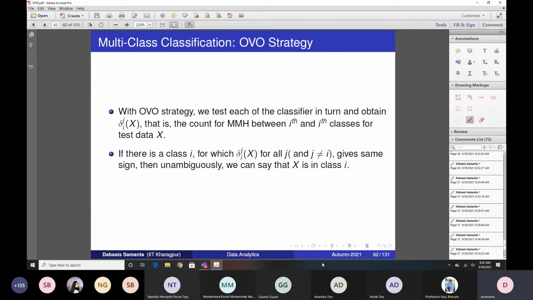Okay, please go through the slide again so that you can understand the concept. You can take some examples so that you can get confidence about it. Anyway, this is the procedure of the OVO strategy. But the OVO strategy suffers from a very serious problem.